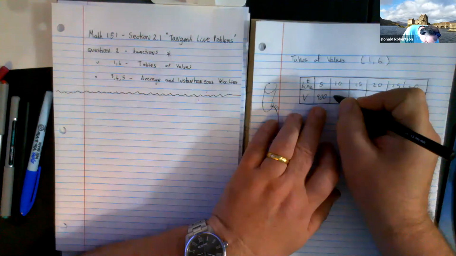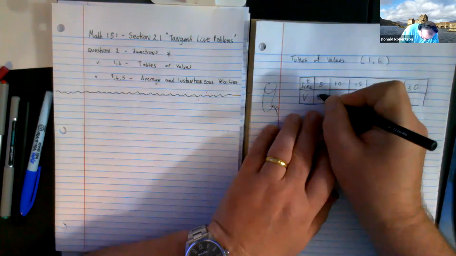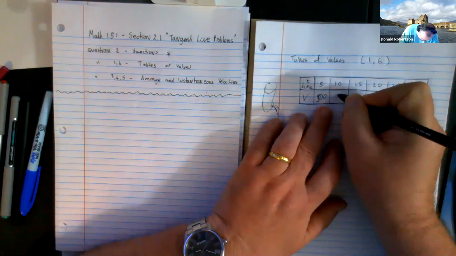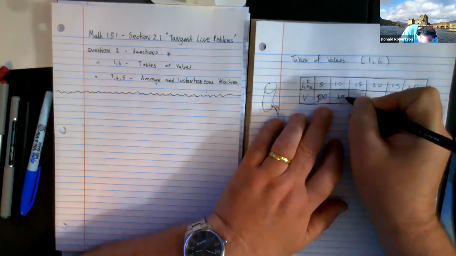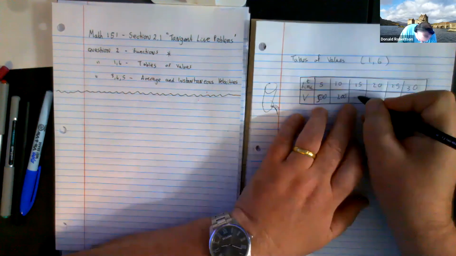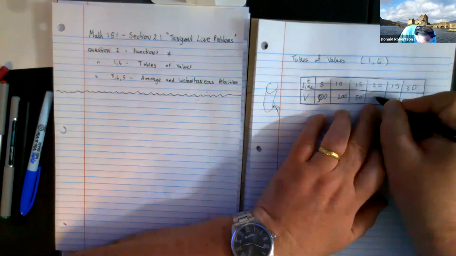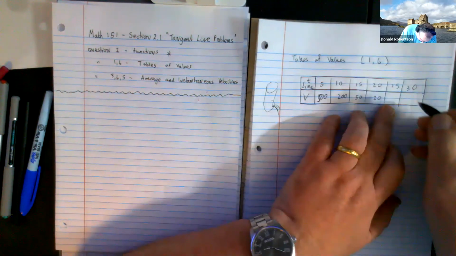That's probably a bad idea. Make that 500. Yeah, that's more realistic. And then you've got 200. And then you've got 50. And then you've got 20. And then you've got 5. And then you don't have any.